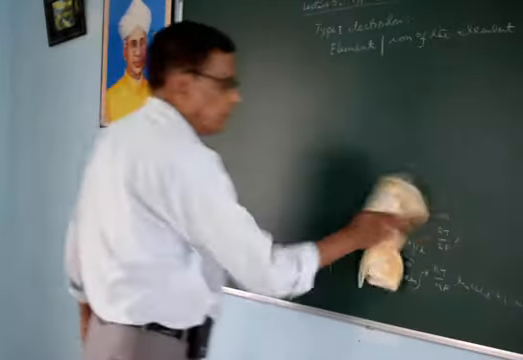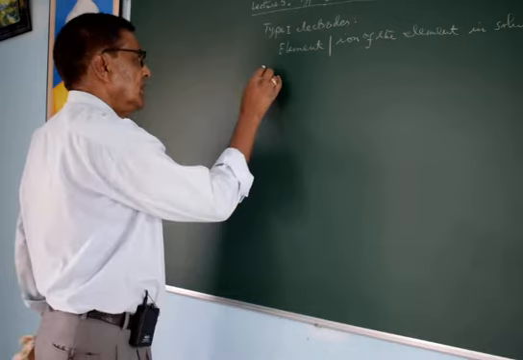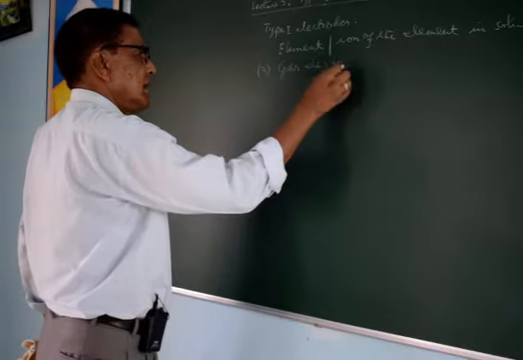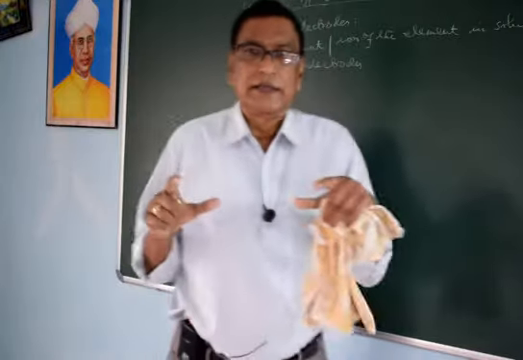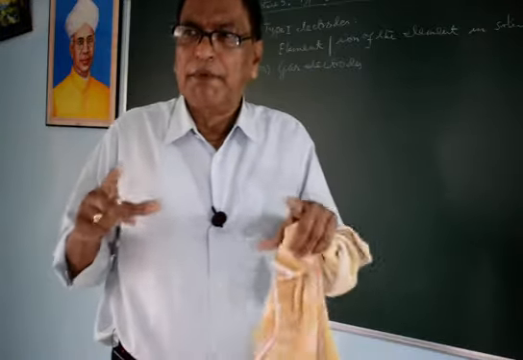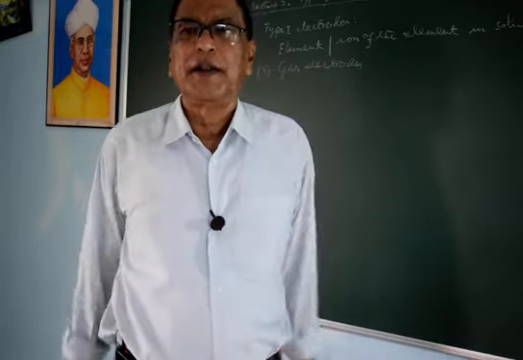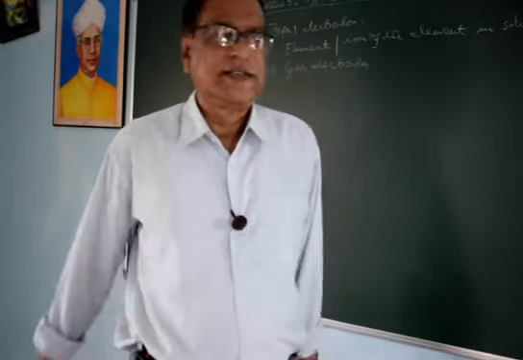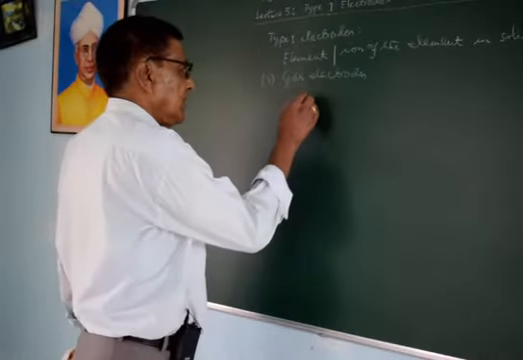Now, third form of the first type of electrodes, and this is the very popular gas electrode. In this case, the gas is bubbled around an inert metal dipped in a solution containing the ions of this gas. And a very popular electrode of this type is the hydrogen electrode.